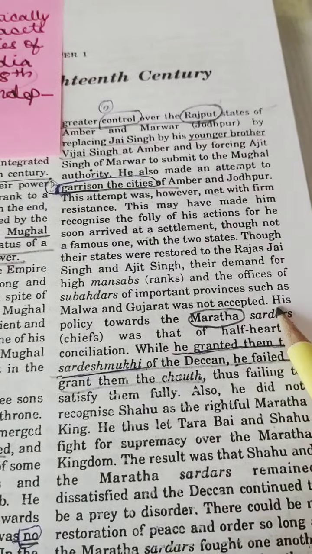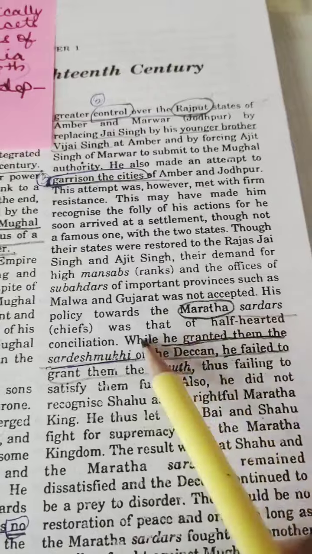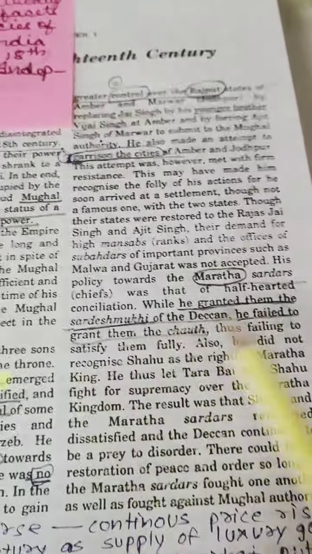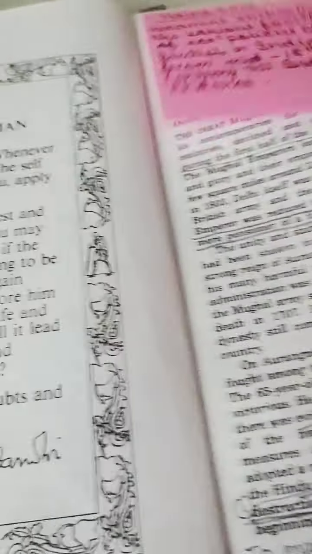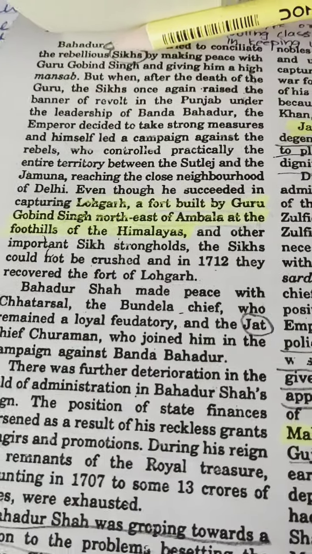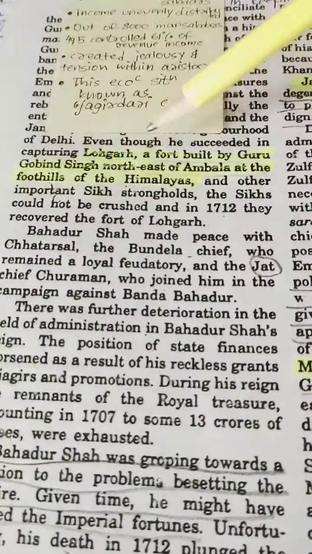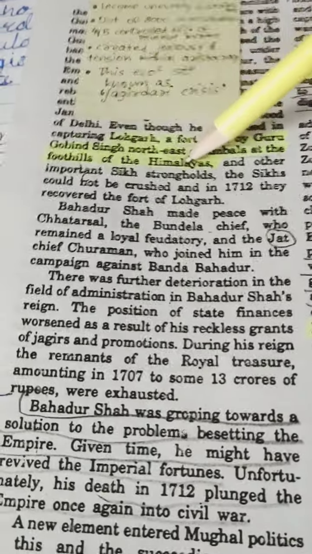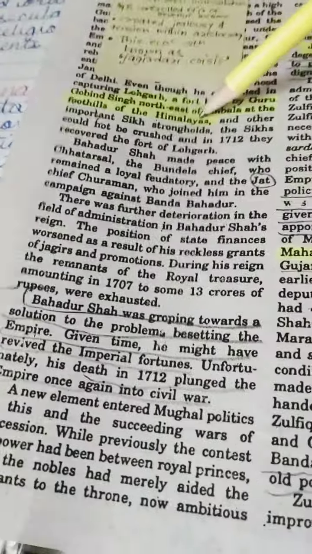But his policy towards the Maratha Sardars was that of half-hearted conciliation. He granted them the Sardeshmukhi, but he failed to grant them the Chauth. So this was one weakness of his. Then Bahadur Shah tried to conciliate the rebellious Sikhs. This is one important fact: Lohagarh is a fort built by Guru Gobind Singh northeast of Ambala at the foothills of the Himalayas. So this is something that we need to note down.